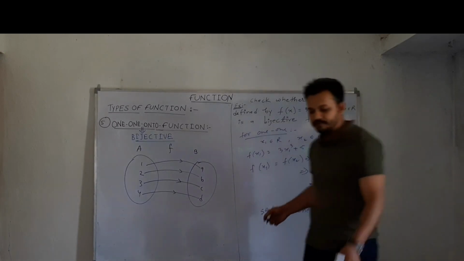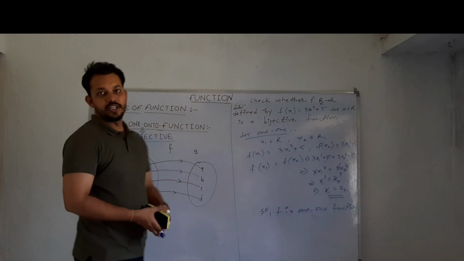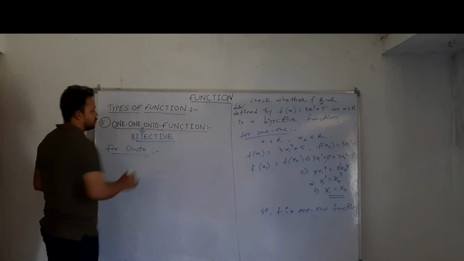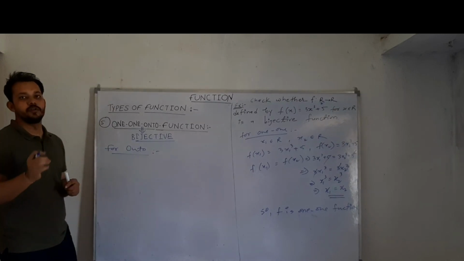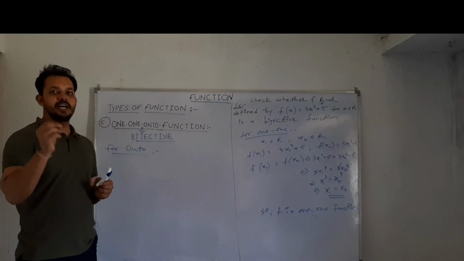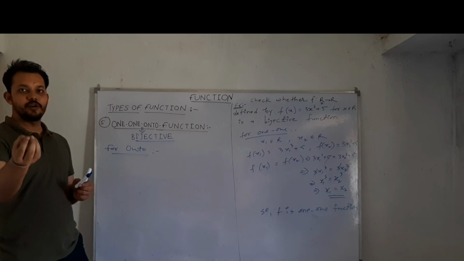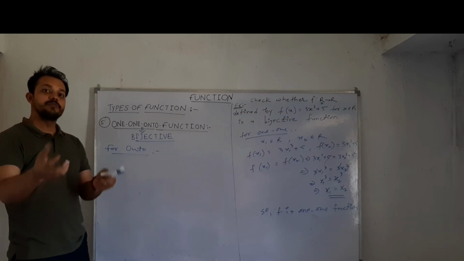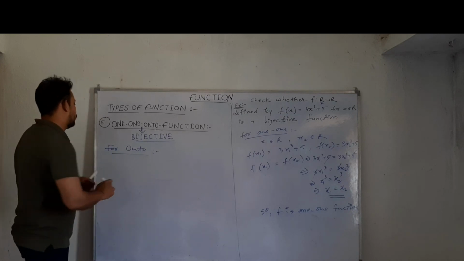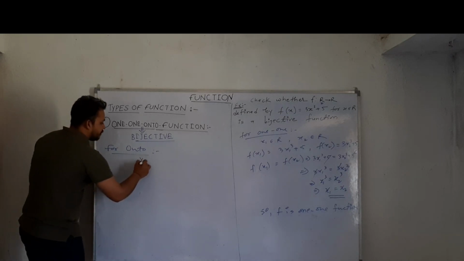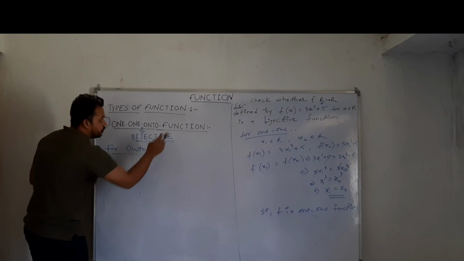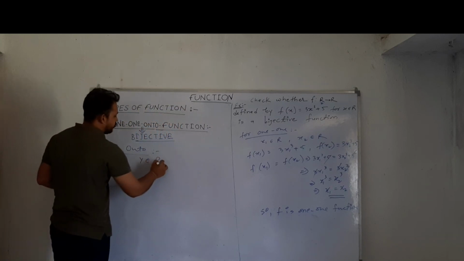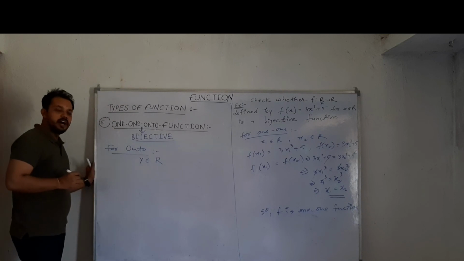Now we have to check it for onto function. We know the working rule for onto says that we have to consider one element y from the codomain and write x in terms of y. So let us consider y is an element of the codomain. The codomain is R, the set of real numbers. So y belongs to R.